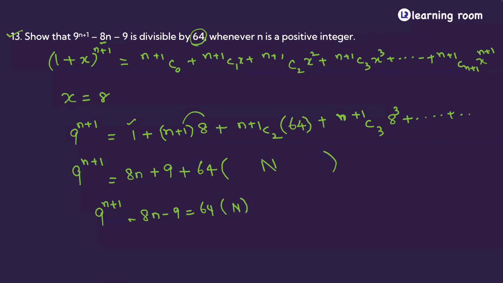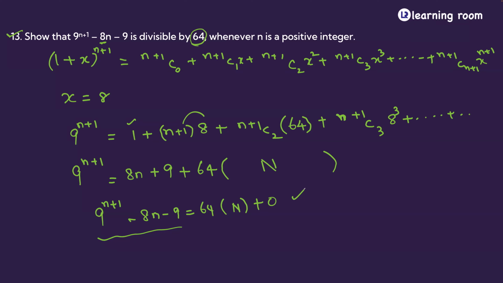So what is the remainder? When a number is giving the remainder as 0, it is absolutely divisible by it. So this number, 9 power n plus 1 minus 8n minus 9, is divisible by 64. Am I clear with this? Yeah. So did you understand how to think?